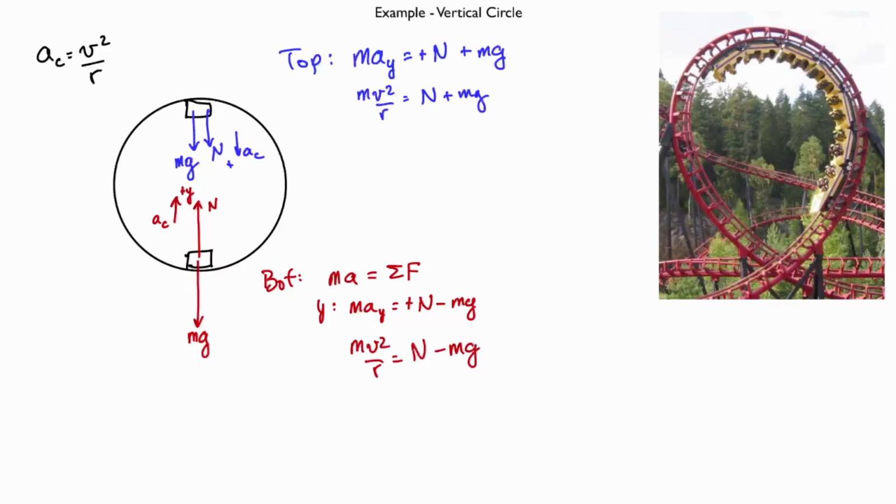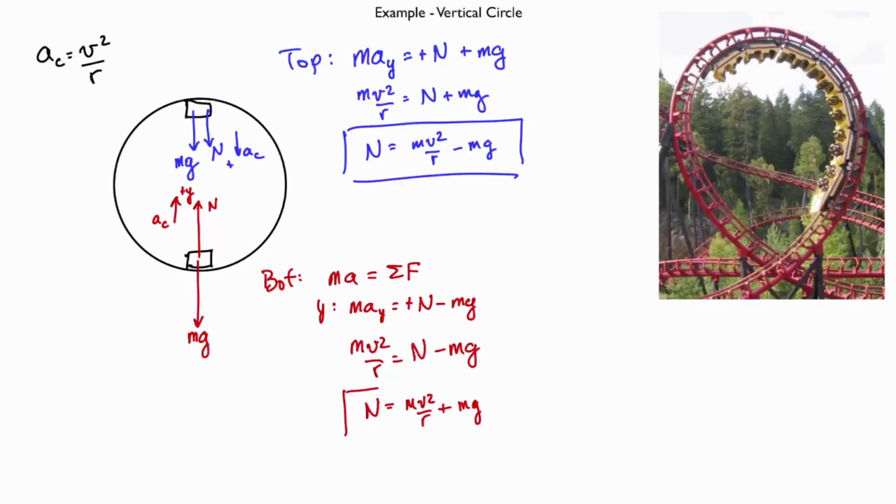Watch. If I solve the equation at the top for the normal force, move the mg over to the other side, reverse all the terms, then I get mv squared over r minus mg. There's the normal force at the top, right? At the bottom, if I solve for the normal force, the negative mg moves over, becomes positive, and I get mv squared over r plus mg. What's the normal force?